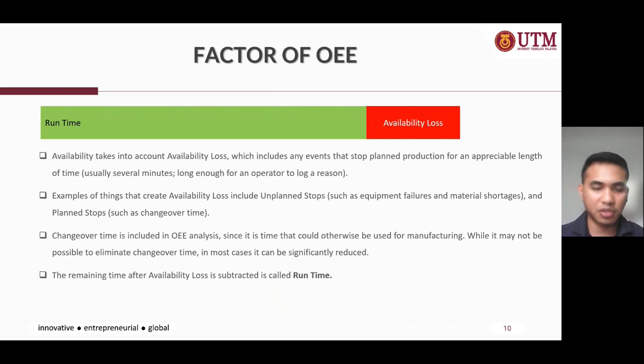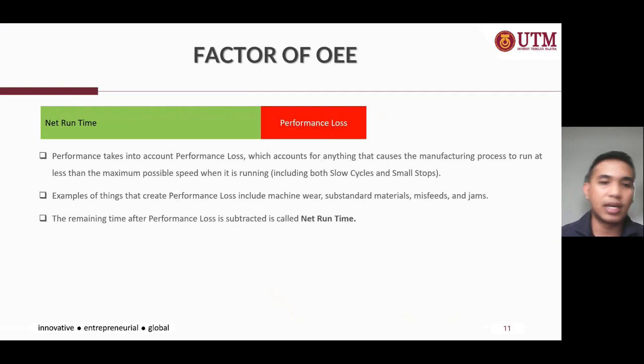While it may not be possible to eliminate changeover time, in most cases it can be significantly reduced. The remaining time after availability losses is called runtime. And then we go to the net runtime.